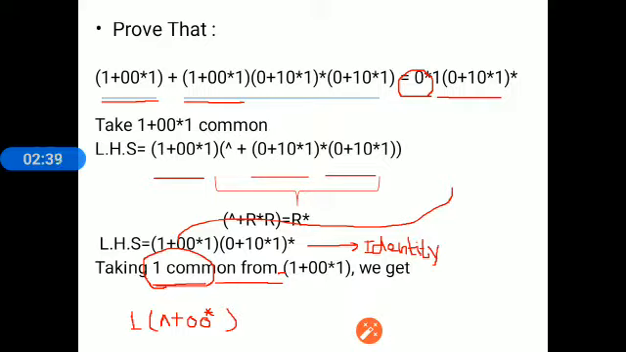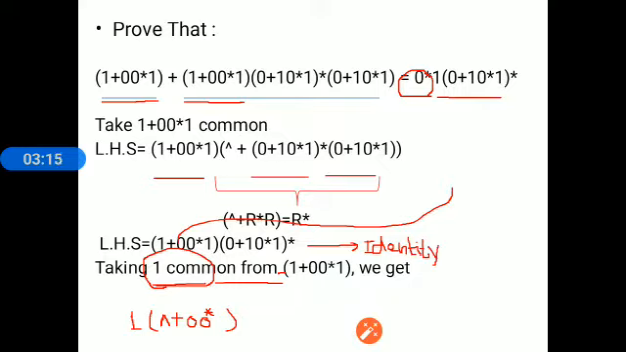So, in the second bracket, the term is matching with the identity null plus r star r. So, the entire second term can be replaced by r star. So, r star means what? 0 plus 1 0 star 1. That means our LHS will now be: LHS is equal to the first bracket 1 plus 0 0 star 1 and the second bracket is 0 plus 1 0 star 1 bracket star. We have applied the identity.